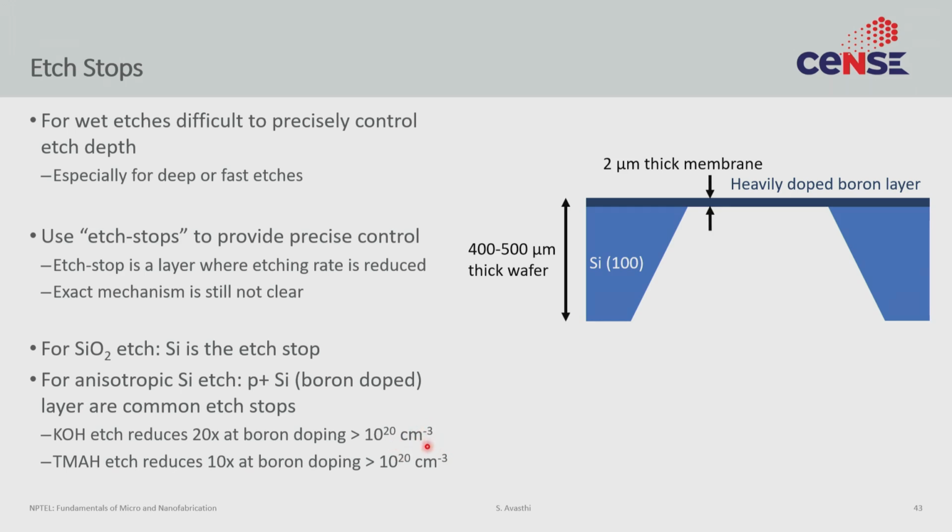So we are looking at more than 10 to the 20. And how much slower is the boron-doped etch stop compared to the normal etching rate? The etching rate reduces by around 20 times. So 6 micron an hour would become 6 divided by 20, around 0.3 micron an hour, which is fairly slow. So that's the basic idea of an etch stop.